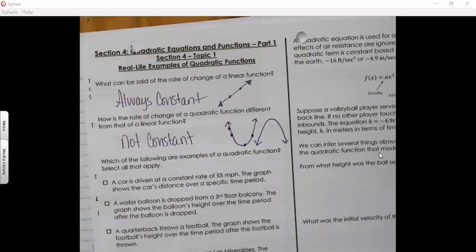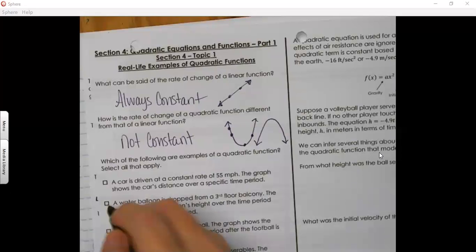A water balloon is dropped from a 3rd floor balcony. The graph shows the balloon's height over the time period after the balloon is dropped. Is that constant or not constant? What do we learn in science? What happens as you get closer to the ground? It gets faster. So is that water balloon going to be traveling at the same rate of speed? No. So is it constant? No. So we would call it a quadratic, so we're going to check that box.